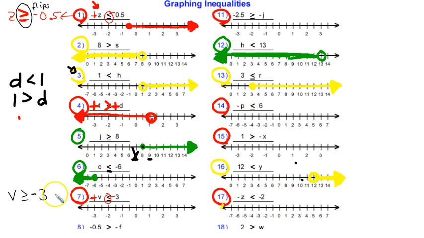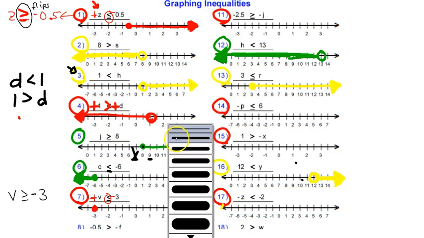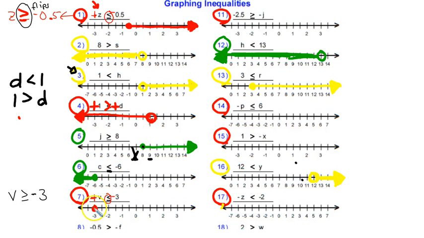Turns out the variable is right in front, so this is a green light. We can go ahead and graph this. At negative 3, it can be equal to it, so close that circle in. And v can be any value that is greater than -3, so we're going to the right.